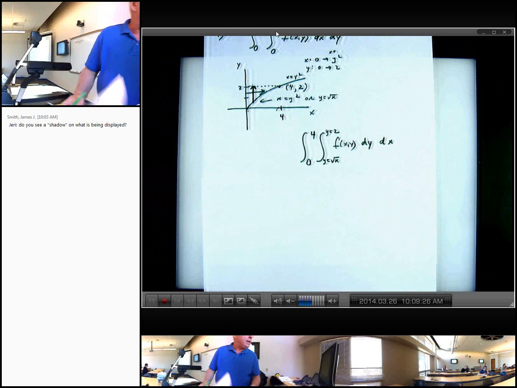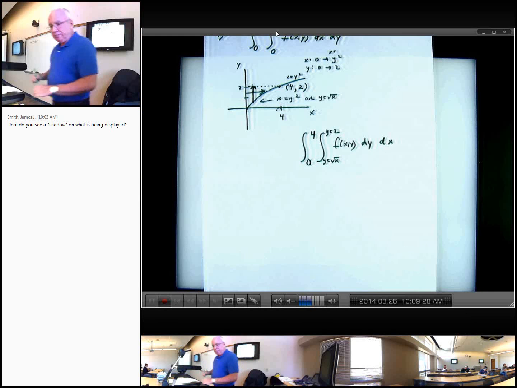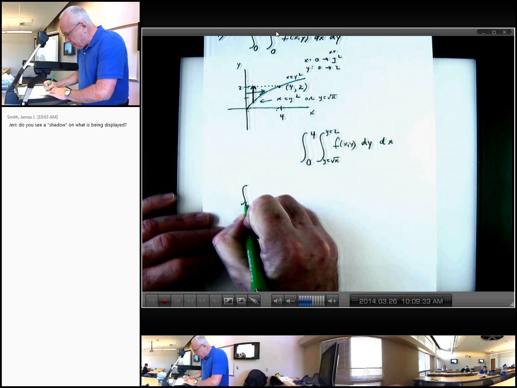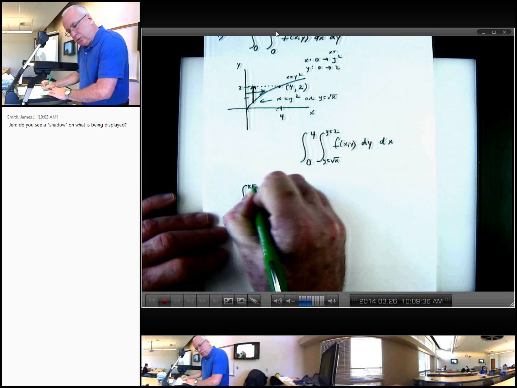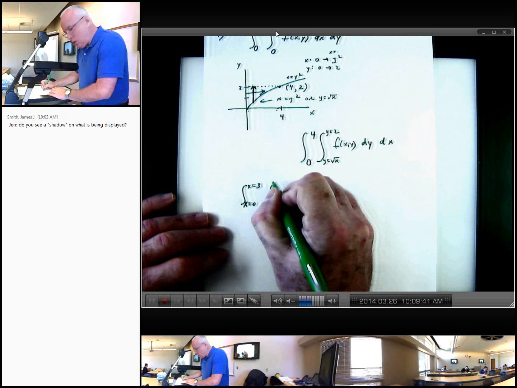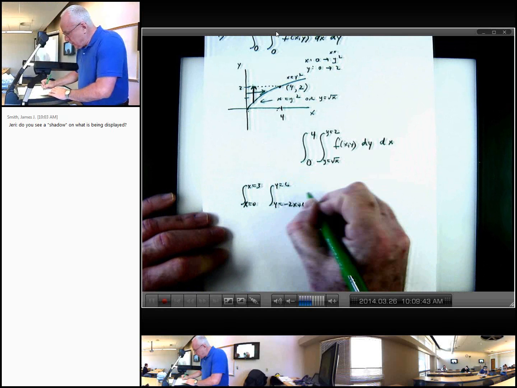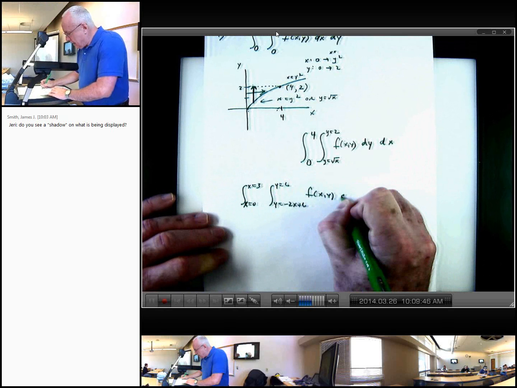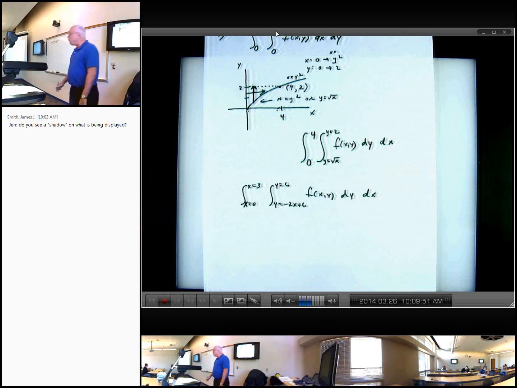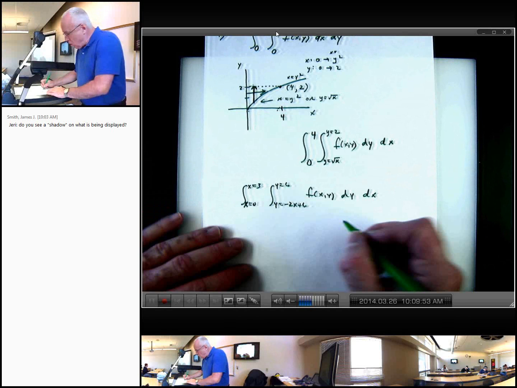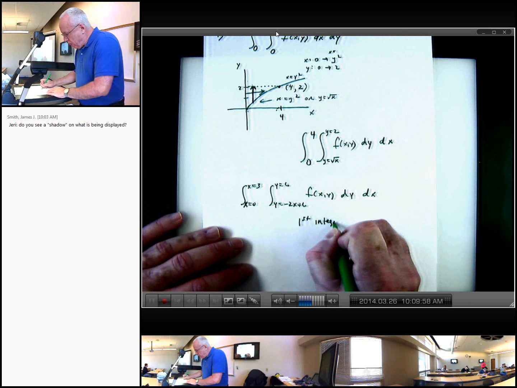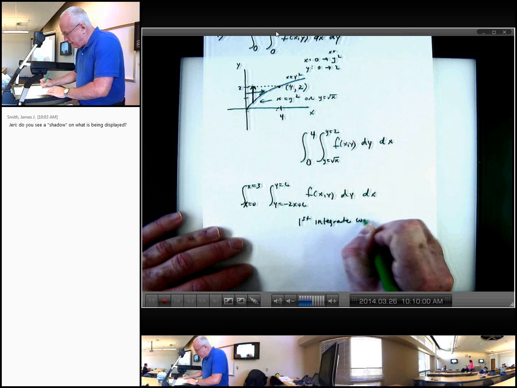The second one, then, is we're given the integral from x equals 0 to x equals 3, and then y equals minus 2x plus 6 to y equals 6, of our function f(x,y) dy dx. So this time we integrate first with respect to y.